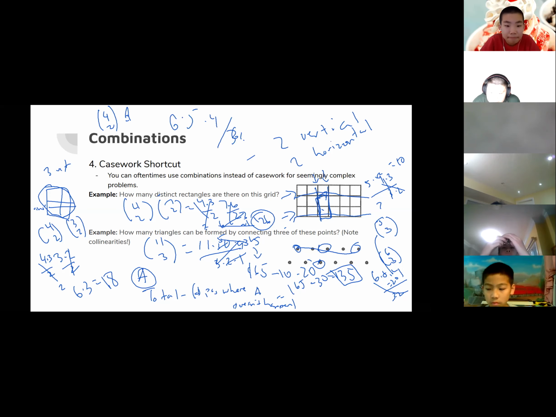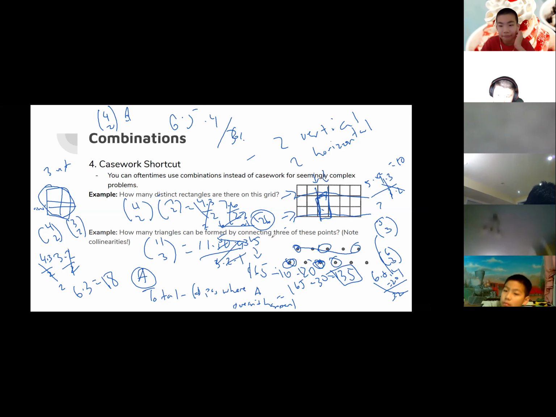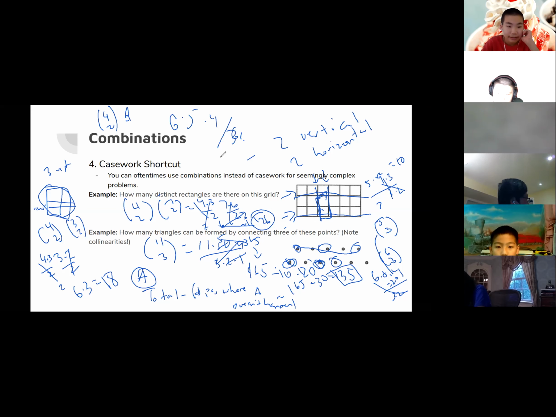Okay, 6, 5, and 4. Just think about how we're going to choose 3 points from these 6. We have 6 options to choose the first point. Let's say we choose this one. Then we have 5 for the second one, and then we have 4 for the third one. So, for example, this, and this. Those are the possibilities. You can choose any 3 points from these. And then we want to divide by 3 factorial because those are the ways you can rearrange them.